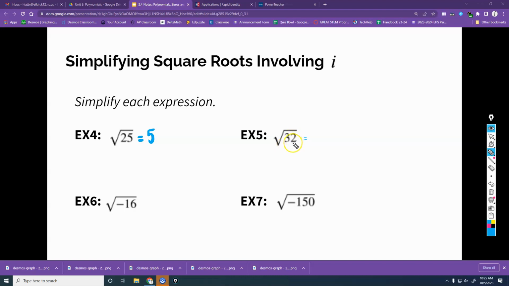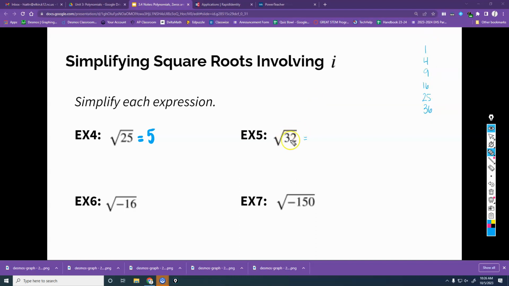Square root of 32. I know the perfect squares, numbers I can take the square root of, are 1, 4, 9, 16, 25, 36, right? These are all the numbers times themselves. 2 times 2 is 4, 3 times 3 is 9, 4 times 4 is 16, and so on. I'm not going to go any bigger than that. 36 is already bigger than 32. So we want to try to break 32 down so that it is one of these numbers times another number.